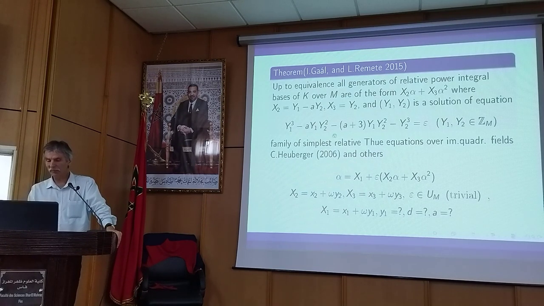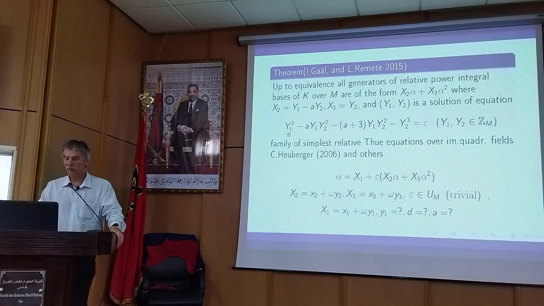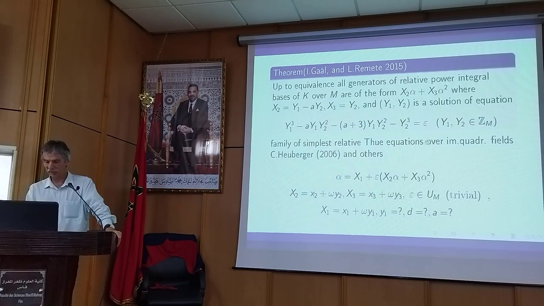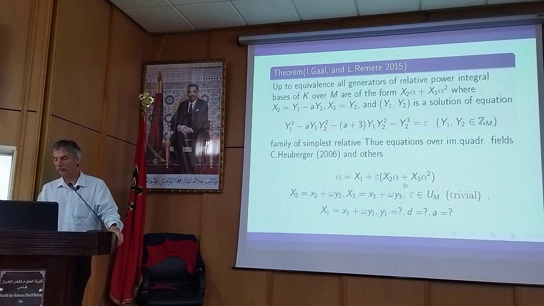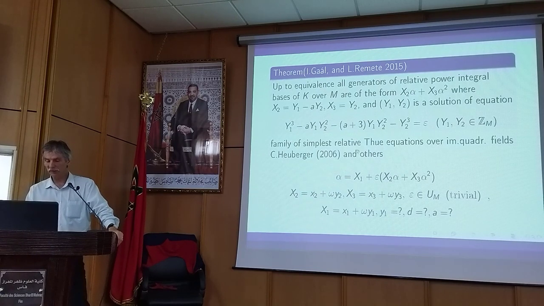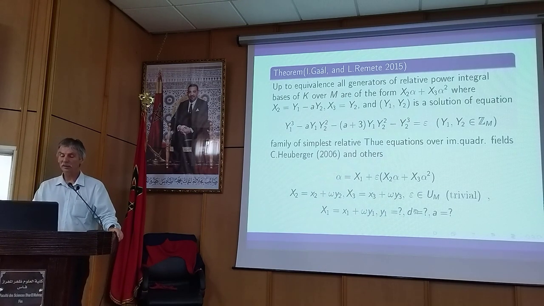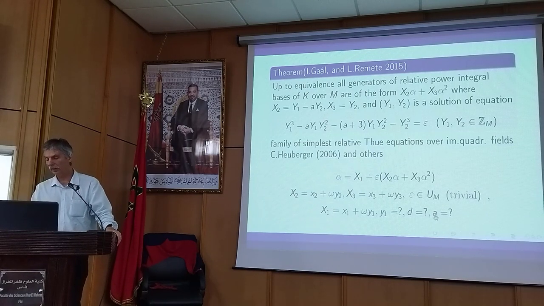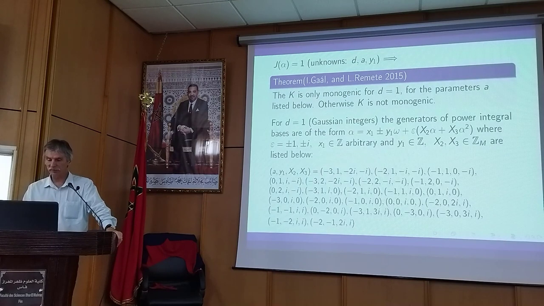So Clemens-Heiberger has determined all possible quadratic integers y1 and y2, which are solutions of this equation with an unknown unit on the right-hand side, which means that all possible generators of relative power integral basis are of this shape: x1 plus a unit times x2 alpha plus x3 alpha squared, where x2 and x3 are solutions of this relative index form equation. But then we still have to determine y1, and everything in a parametric form depends on d and a. D was the parameter of the quadratic number field, and a was the parameter of the simplest cubic number field.